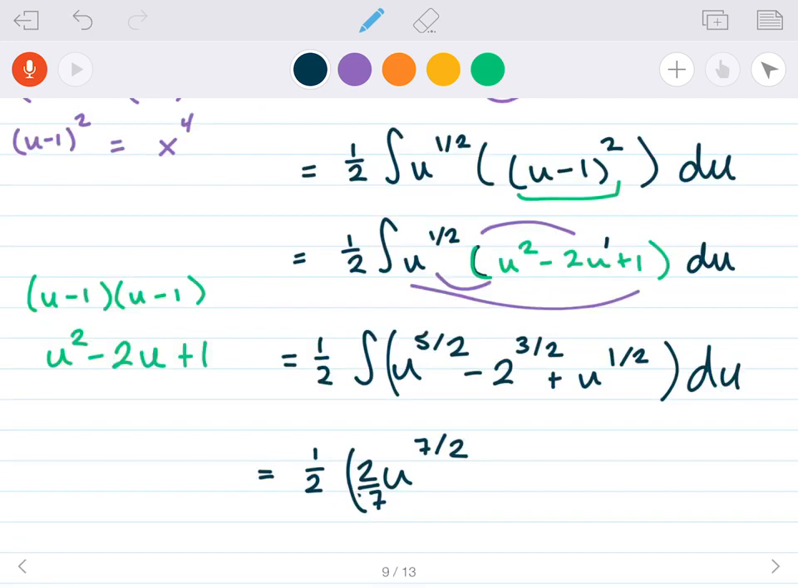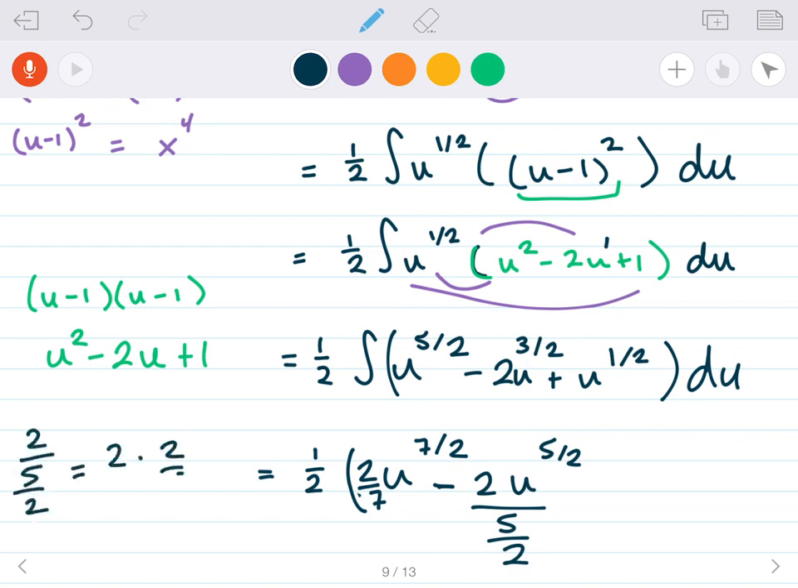Wait, I forgot my u here. Minus 2u to the 3/2. If I add 1 to 3/2, what do I get? Well, I get negative u to the 5/2 over 5/2. I'm going to do this off to the side. I have 2 over 5/2. So this is 2 times 2 over 5, which is just 4 over 5. All right, so I'm going to rewrite this with this 4 over 5 in the front to make it look a little bit less ugly.